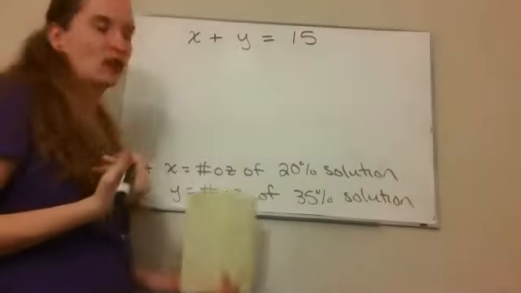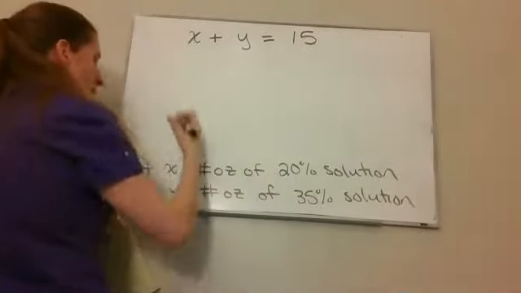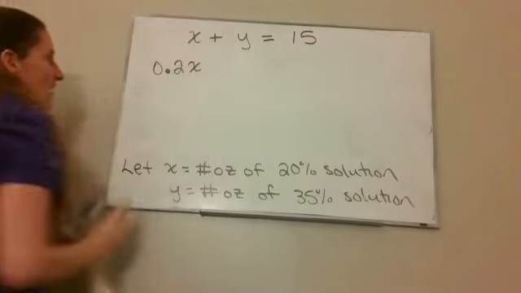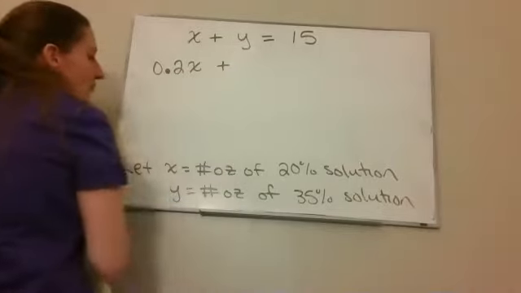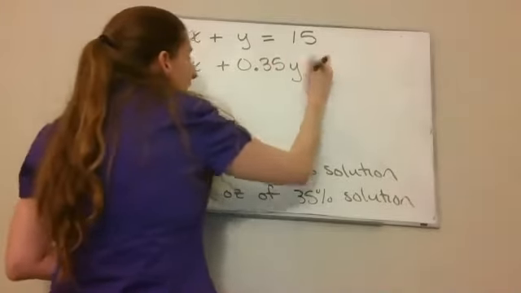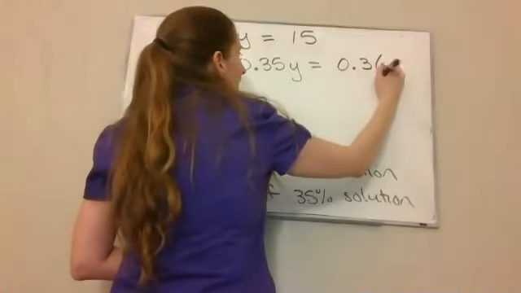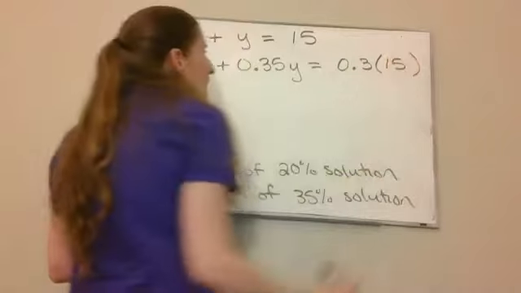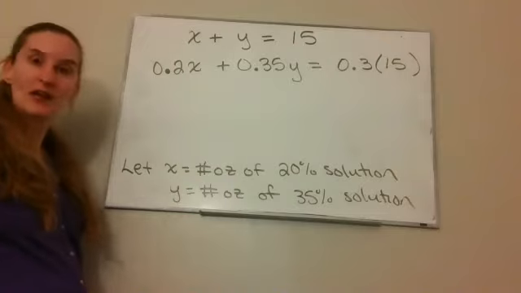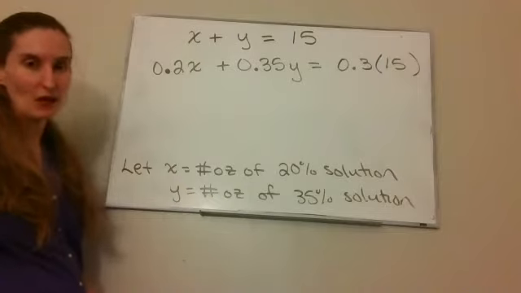But I also have to have an equation dealing with all of the percentages. My 20% solution is 0.2 times x. My 35% solution is 0.35 times y. And I want it to be a 30% solution, so that's 0.3 times my total ounces, 15. So my top equation is just talking about the number of ounces, and the bottom equation is talking about the amount of pure acid in all of these solutions.